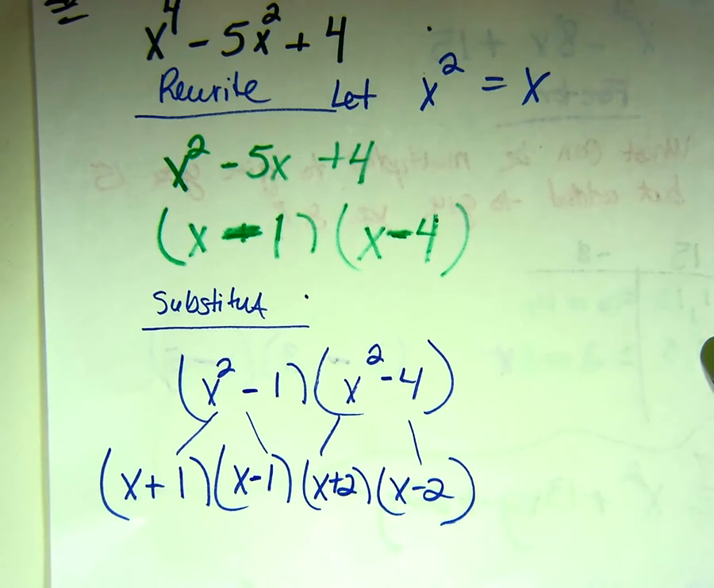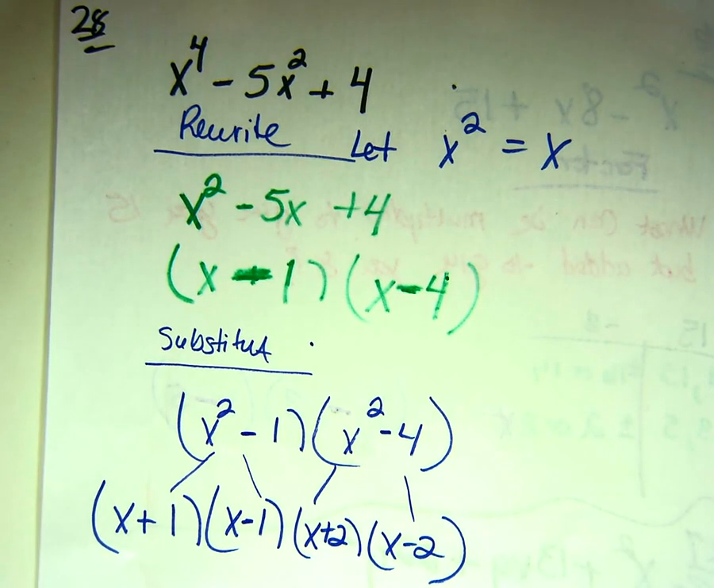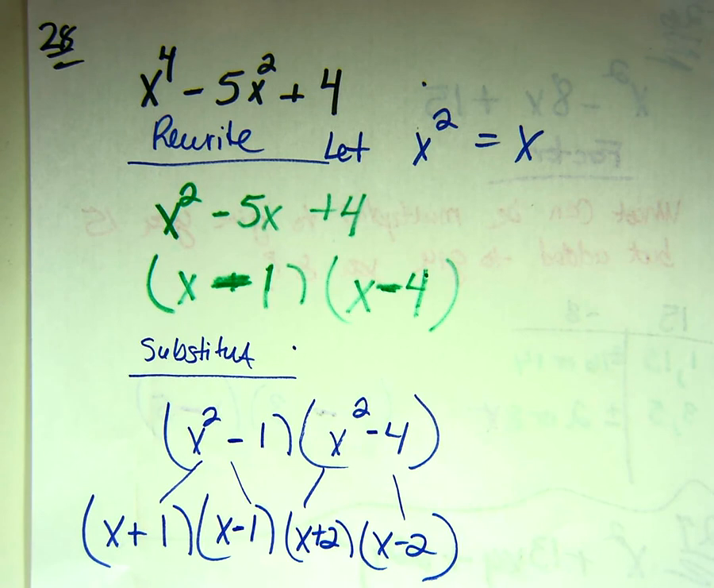Lastly, we still have factoring going on. So this is going to be your last example. Feel free to contact me or send me screenshots, those who are actually enrolled in this particular class, if you have any questions. This one is x fourth minus 5x squared plus 4.